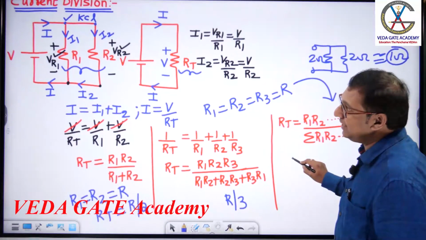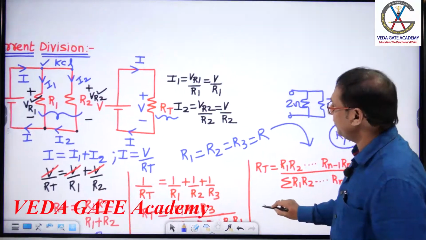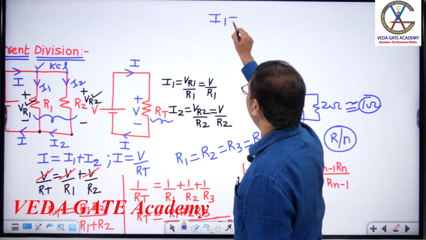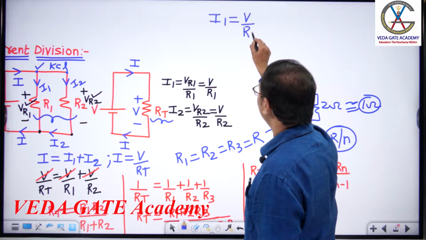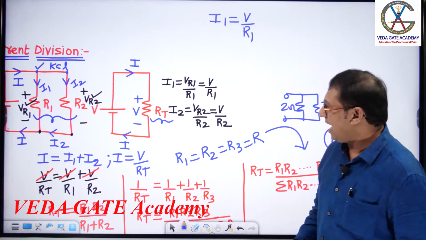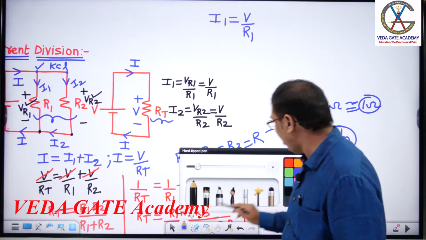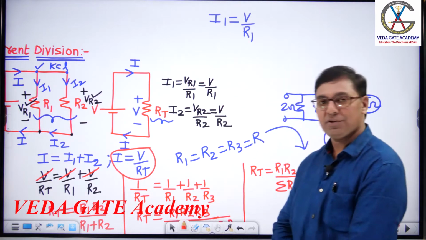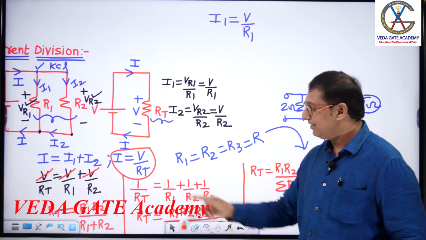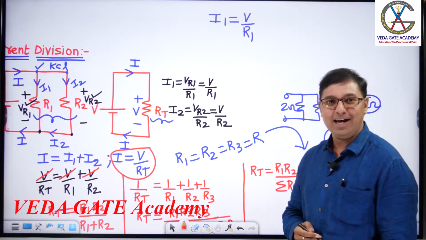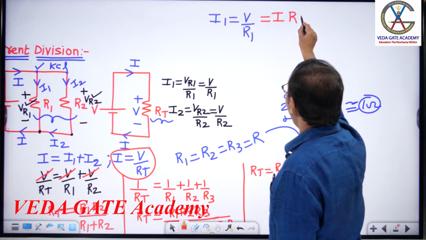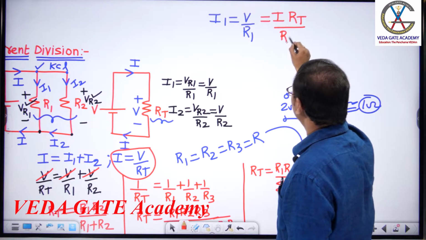What is I1 we got, sir? V by R1. Let us continue from here. Let me complete from here. I1 value we got as V by R1. But, everybody, what is the value of V from this equation, sir? From this equation, you tell me please. What is the value of V, sir? It is I into RT. Yes or no? Right. Substituting here V value as I into RT.